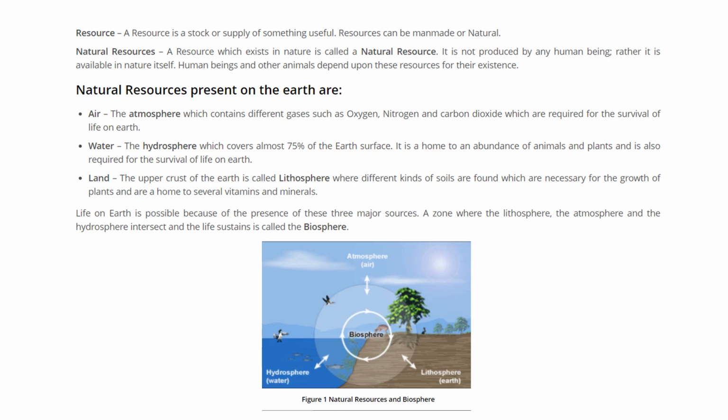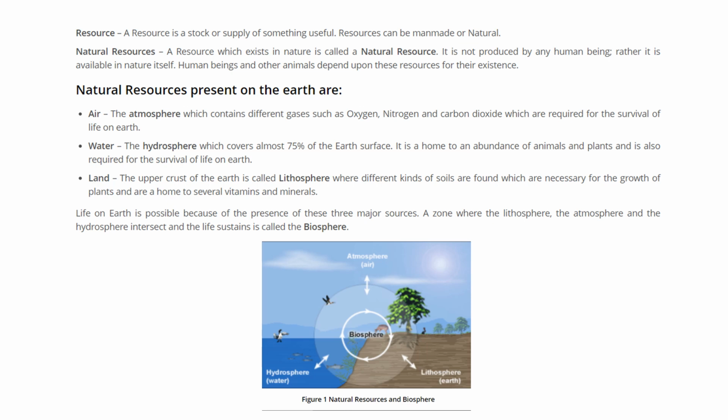Coming to the natural resources that are present on the earth, first of all, it's air. It comprises the atmosphere. So what are the gases that are present in the air? Oxygen, nitrogen, carbon dioxide. These are the gases which are required for the survival of life on earth. How is oxygen required? We breathe in oxygen. How is carbon dioxide required? Plants take in carbon dioxide. And nitrogen contributes to the formation of the other gases in the atmosphere. So that is about the atmosphere.